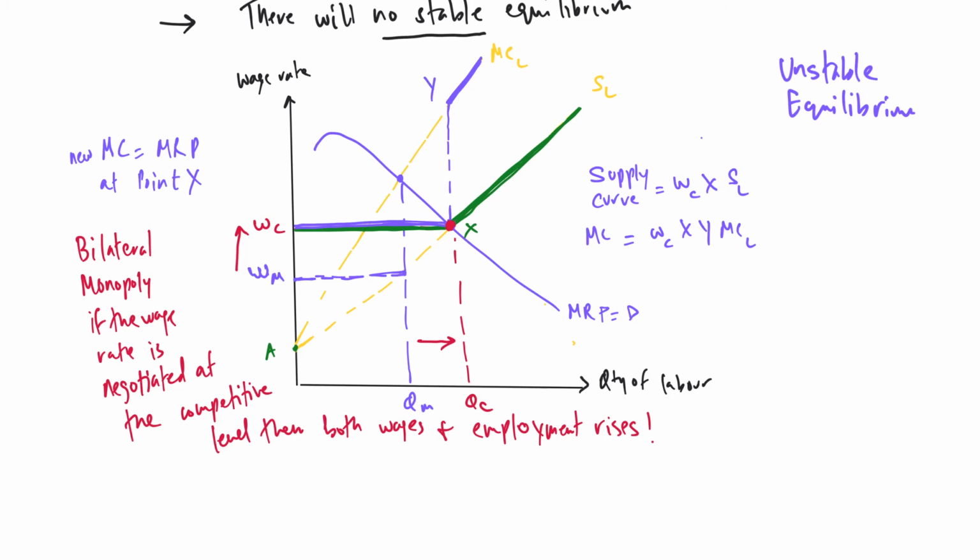So it's an unstable equilibrium, and it depends on bargaining power. Higher the bargaining power, higher the wage rate, and possibly higher the employment level.